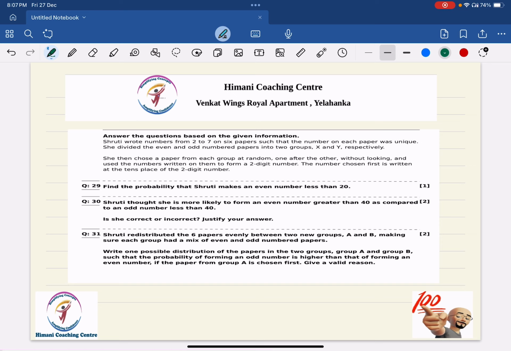Here the question says Shruti wrote numbers from 2 to 7 on 6 papers such that the number on each paper was unique. She divided the even and odd numbered papers into two groups, X and Y. She then chose a paper from each group at random, one after the other, without looking. Use the numbers written on them to form a two-digit number. The number chosen first is written at the tens place of the two-digit number. Okay. So let us first understand.